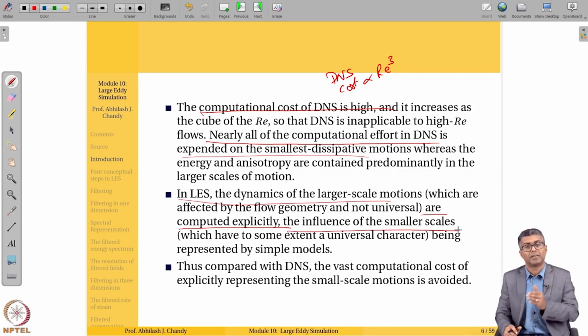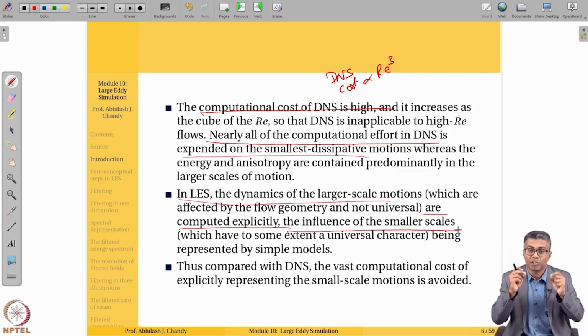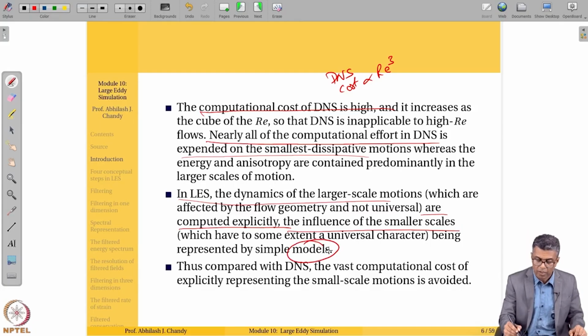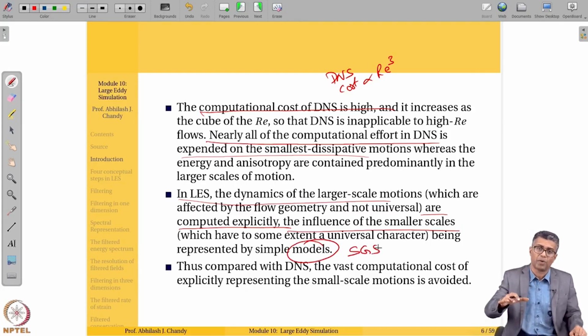Anything beyond the large scale. Remember the energy demarcation length scale, LEI. We'll come across that a lot in this module as well. Anything less than LEI is in the universal equilibrium range. So those are represented by simple models, what we call subgrid scale models. And you will see mathematically, when we filter the equations, how some unclosed terms come out.